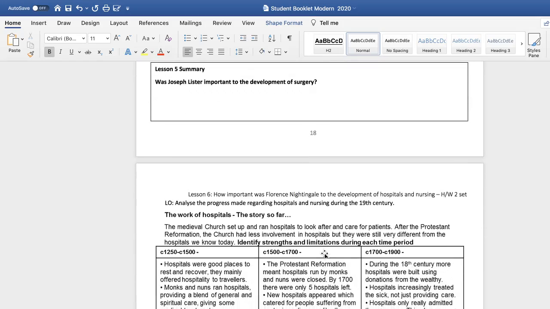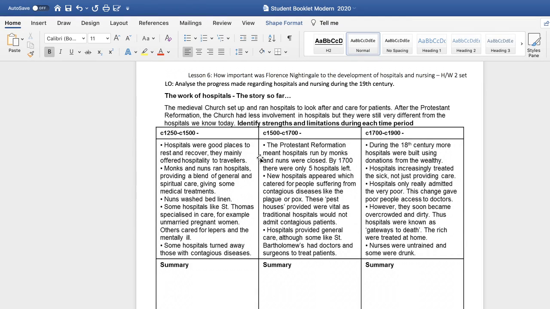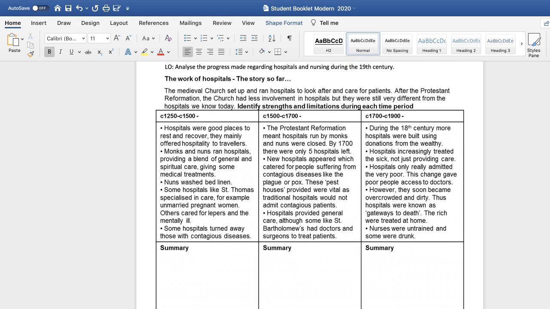But what we're looking at today is how important was Florence Nightingale to the development of hospitals and nursing. Now, you may have heard of Florence Nightingale before in primary school or in Key Stage 3, and we're looking at, well, why was she important? How was she important to the development of hospitals and nursing? So again, we're using the same sort of concept of figuring out, well, what's the story so far in hospitals and nurses? We should be able to remember we did a lot of work on what hospitals were like.